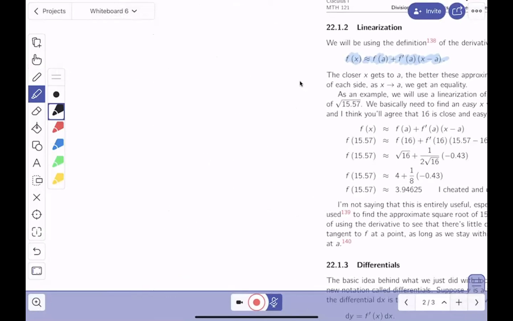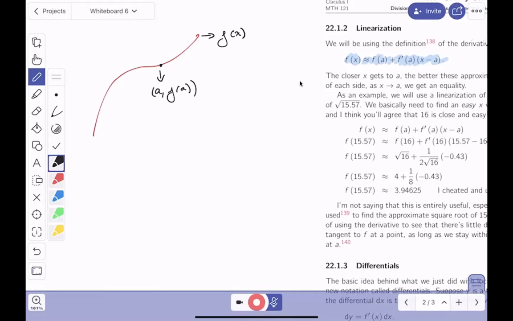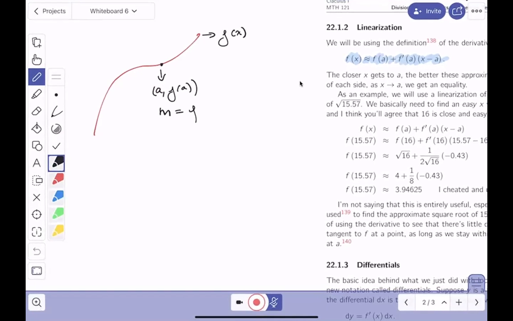So they're going to take a function over here. I'm sorry, let me go back to my pen. They're going to take a point of tangency. That point of tangency is going to be (a, f(a)). This is going to be f(x). m is going to be f'(a). I can put the tangent line in, something like this over here.